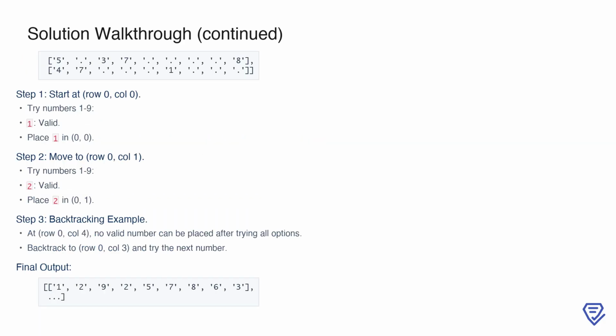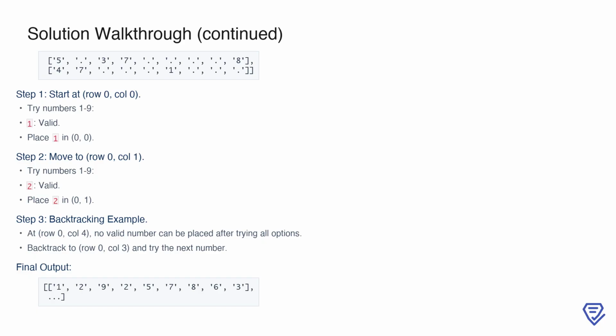Let's look at a more challenging puzzle. The input board here has fewer pre-filled numbers, making it harder to solve. Starting at row 0, column 0, we test numbers 1 through 9. The number 1 is valid, so we place it in this cell. Moving to row 0, column 1, we find that the number 2 is valid and place it there.